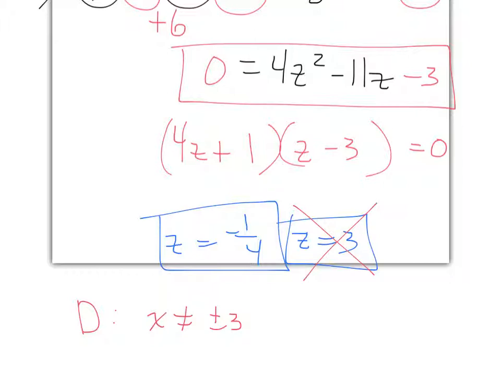All right, the reasoning is because I had z squared minus 9, for the fact that I had a z plus 3 and a z minus 3 in a different denominator. All right.